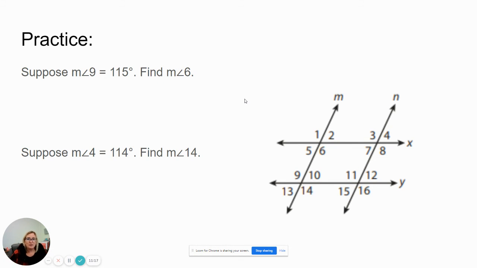Okay, so here is another type of example. This one is 2 sets of parallel lines, so you have to be able to kind of split them up into each different transversal. So I'm going to have you guys practice this one as well. First of all, trying to identify what type of angle, and then what the measure would be. So for the first one, angle 9 is 115 degrees. You need angle 6. And for the second one, angle 4 is 114 and you need angle 14.